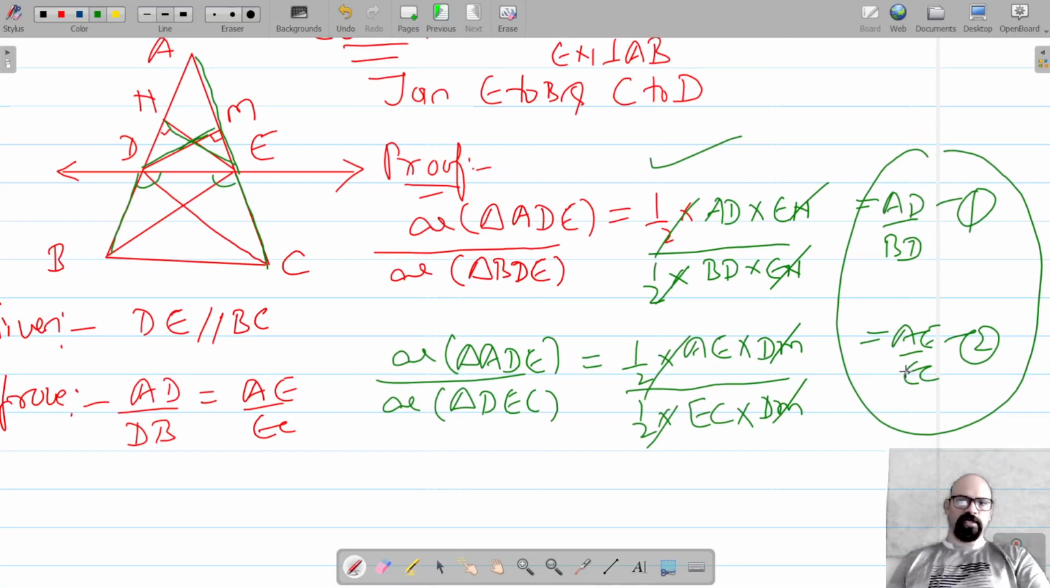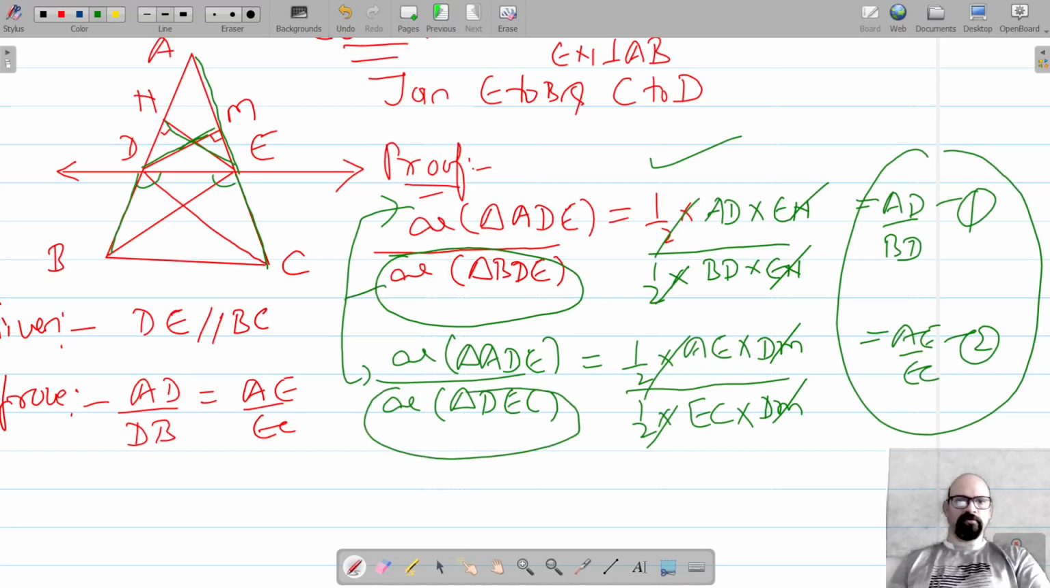So these two sides will be equal once these two sides are equal, but these are not equal. And the only thing left here is the area of triangle BDE and area of triangle DEC. If we are able to prove that these two areas are equal, then the LHS of these two equations will be equal, which will eventually prove that these two RHS sides are also equal.